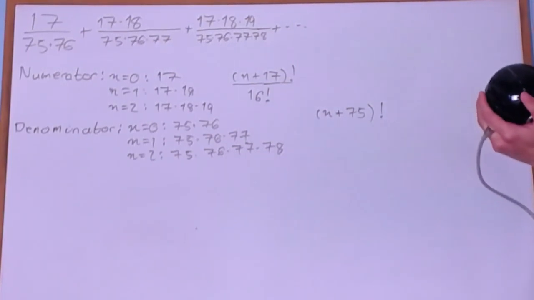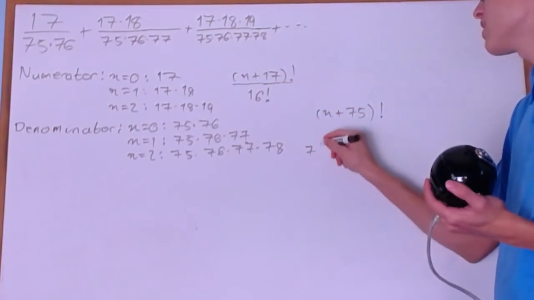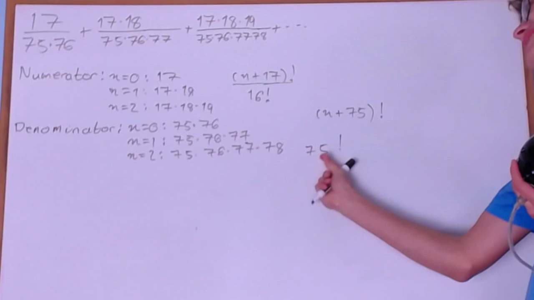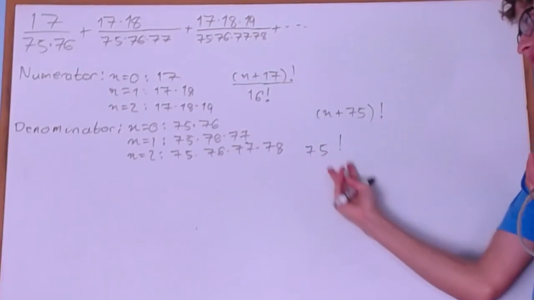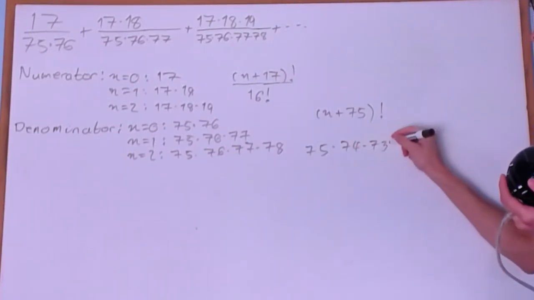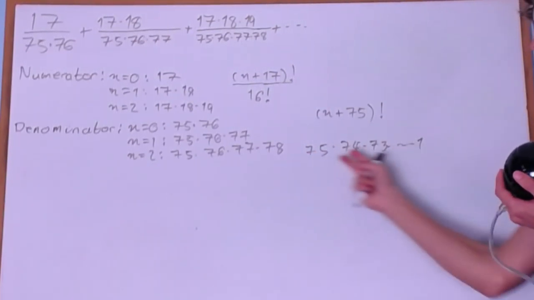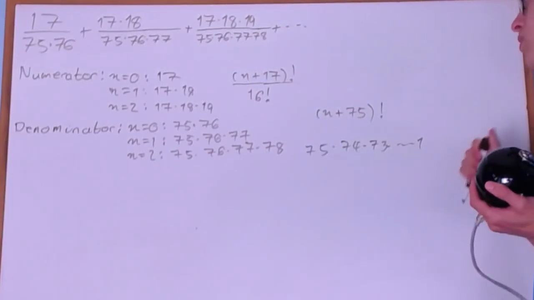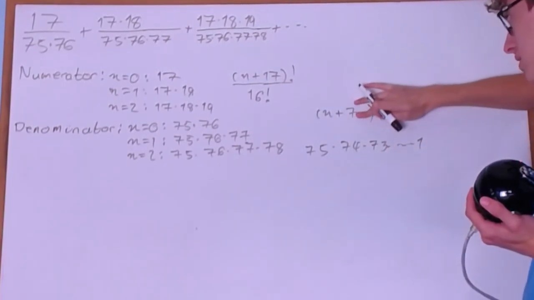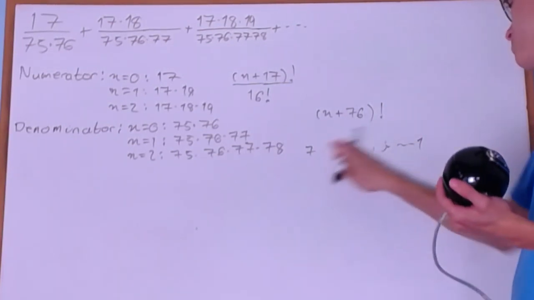Except this does not work, because if I plug in n equals 0, what do I get? Well, I would get 75 factorial, because it's n equals 0. There's no 76 in the midst of this 75 factorial. There's only a 75, a 74, a 73, all the way down until 1. 76 is nowhere to be found in this entire thing. However, what we could do is just increment this to be 76 factorial. Because then what would happen? So n plus 76 factorial.